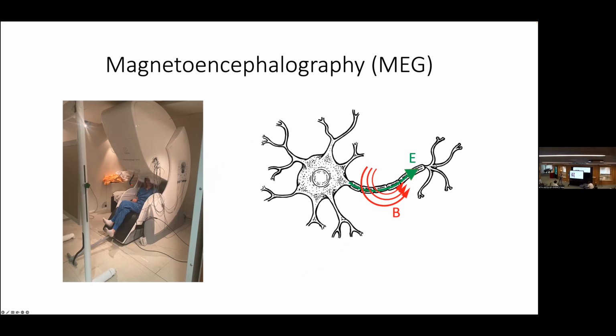MEG is a lot more complicated machinery compared to EEG. The magnetic field that's generated is about 1,000 times less than the Earth's magnetic field. So you need to be in a magnetically shielded room, and you also have superconducting sensors, so you need liquid helium in this thing above to cool it down. So it is more complicated and more expensive, but what you do gain from it compared to EEG is spatial resolution.